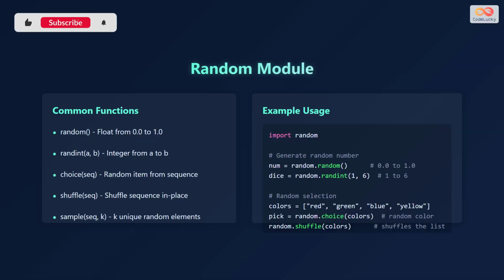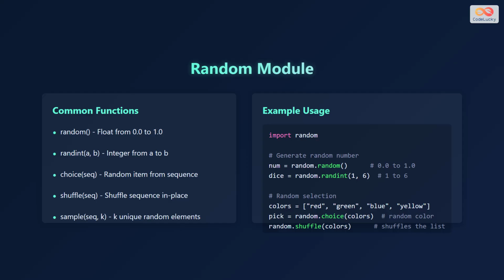The random module is used for generating random numbers and making random selections. Some common functions include random, which returns a floating point number between 0.0 and 1.0, randint, which returns a random integer between two specified values, choice, which selects a random item from a sequence, shuffle, which shuffles the elements of a sequence in place, and sample, which returns a list of unique random elements from a sequence.